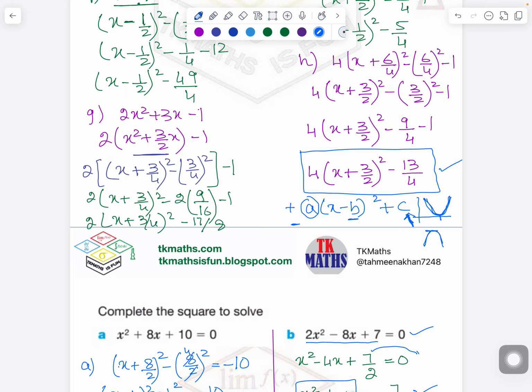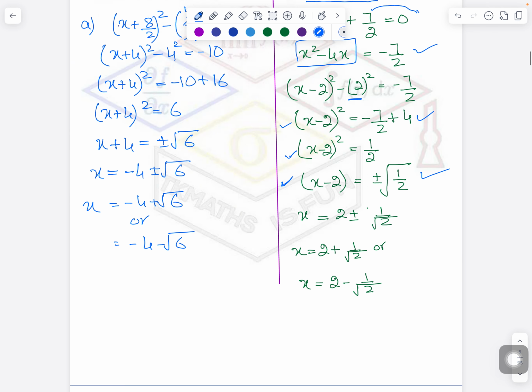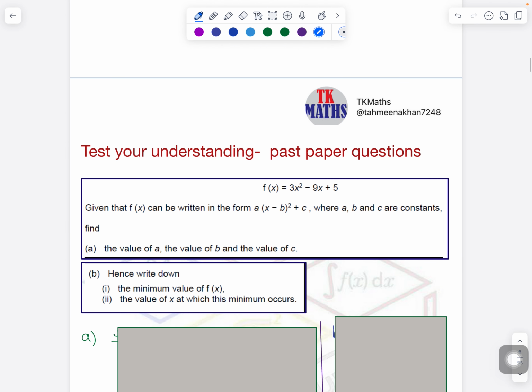So if I look at this graph in completing square form, because 4 is positive, the minimum value is minus 13 upon 4. And at what value of x is this occurring? Minus 3 upon 2. If you put this equal to 0, x plus 3 upon 2 equals 0, you will get x equals minus 3 upon 2. Now let's see the past paper question.